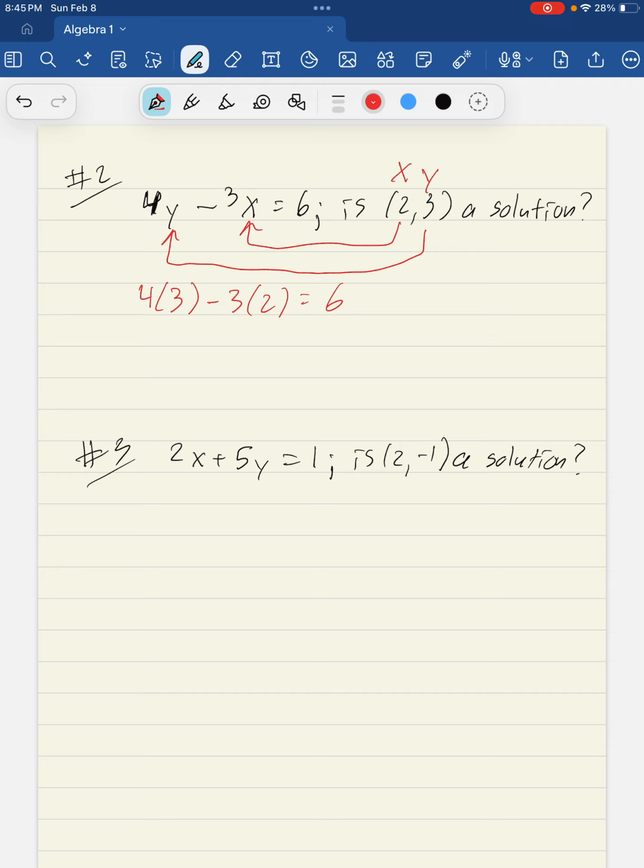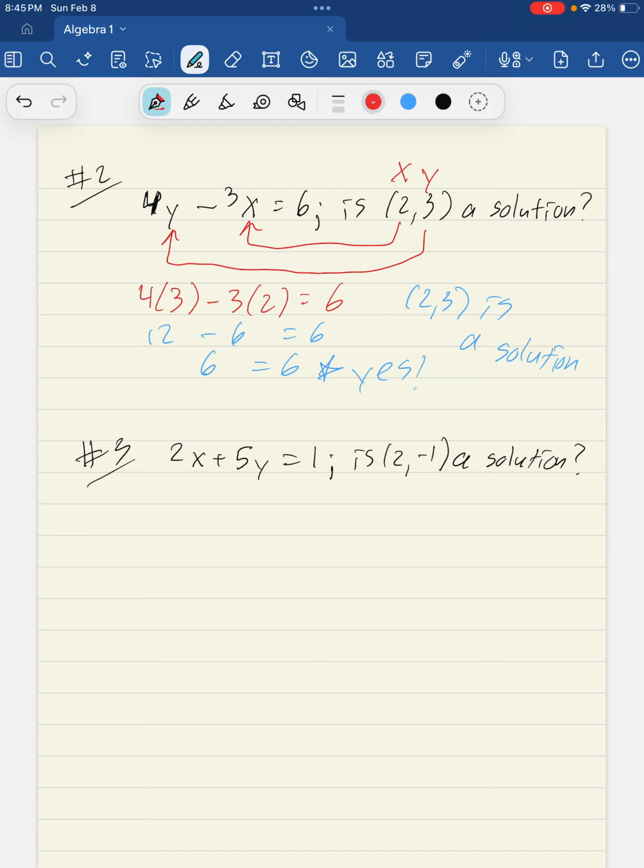So now we're going to see if this is true. 4 times 3 is 12. 12 minus 6 equals 6. 12 minus 6 is 6, equals 6. And hey, look at that. Yes. What does that mean? That means (2, 3) is a solution. Woohoo! All right, one last one.